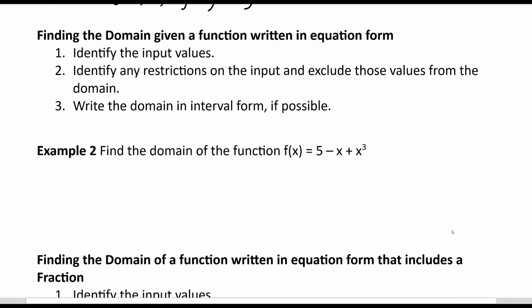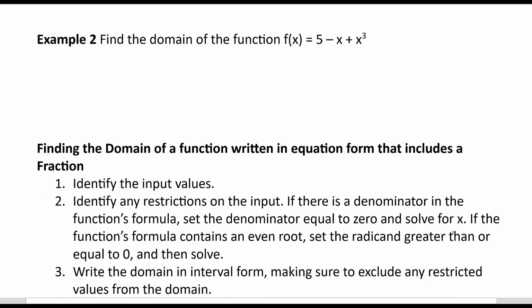Okay, so down to here for example 2, when we find the domain of the function f of x equals 5 minus x minus x cubed. This is a polynomial, and there's nothing that we have to worry about. It's not like we have a fraction or a radical. So our domain would be -infinity to infinity. Everything works on that. There's nothing to exclude.